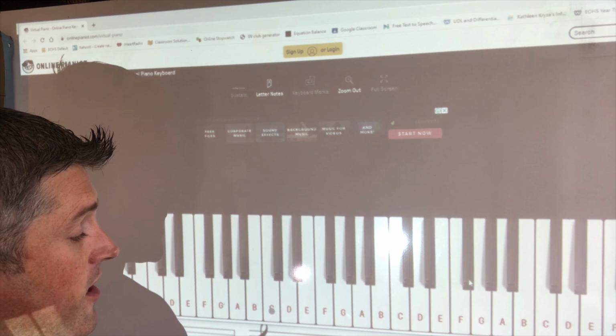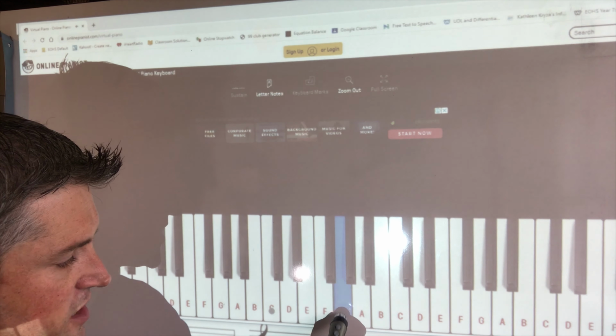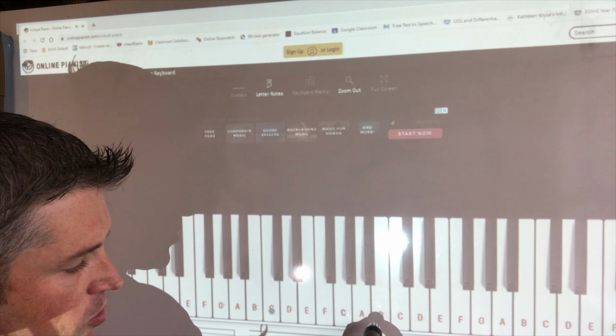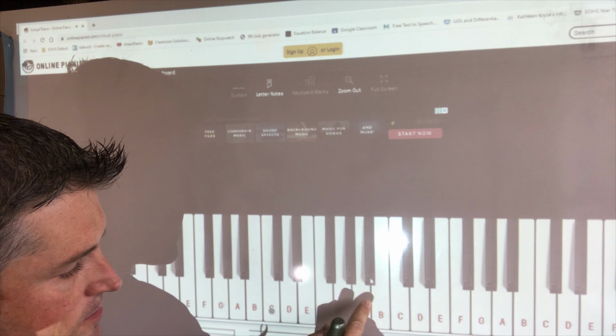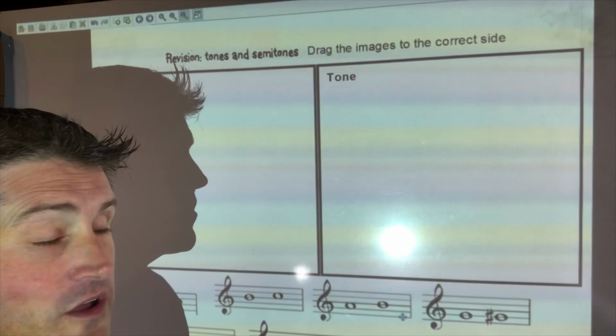Now, tones are ones where you go this distance of 2 semitones. So like that F to that G, because we missed that F sharp, or that A sharp to C, because we missed that B note there. So that's what we're looking for here.